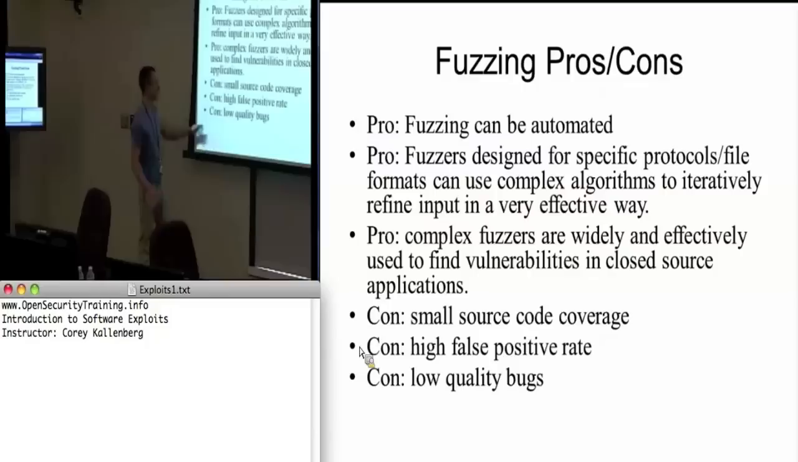High quality bugs are ones that will go a long time without being noticed, right? If you have a bug that you found in some protocol, and it can be 5 years where you can keep hacking people with that bug, and it's not going to be patched because no one's going to find it, because it's really hard to find.